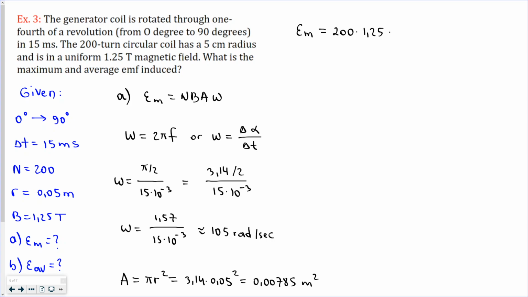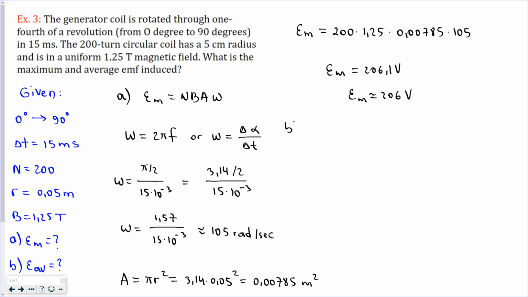Okay, let's put it into the equation. What we get here: 200 times 1.25 times 0.0785 multiplied by the angular speed, 105. All we need is to calculate this. You can use a calculator. The answer is approximately 206.1 volts. We can approximate it to 206 volts. We can say the maximum voltage is 206.